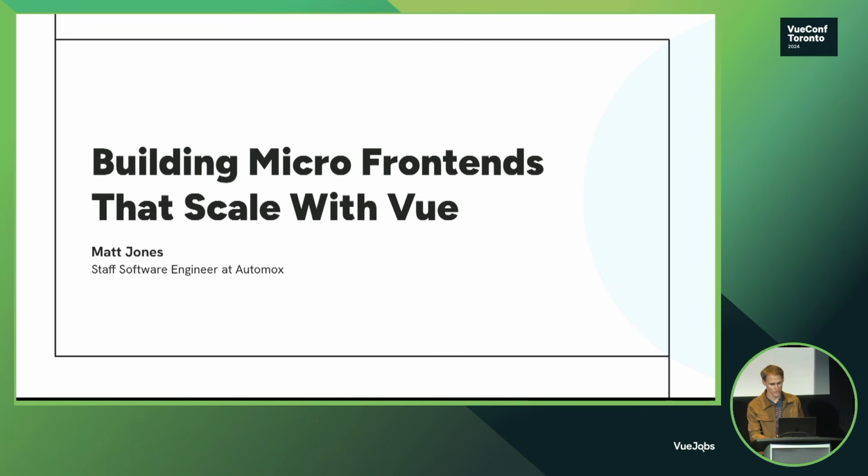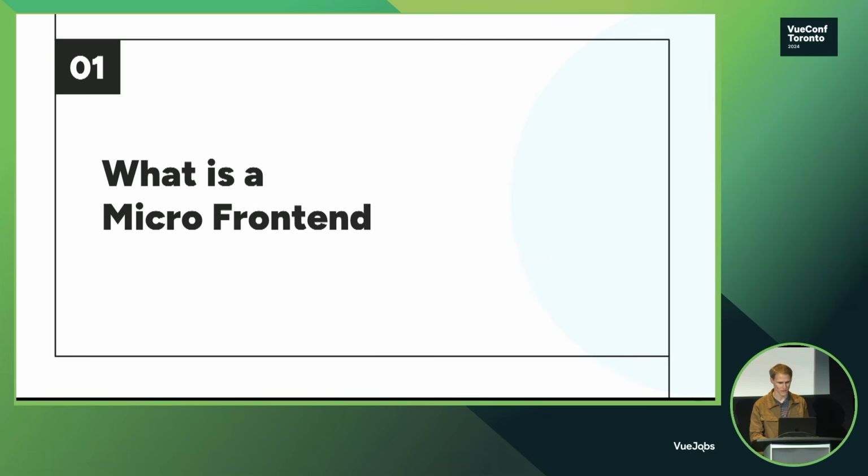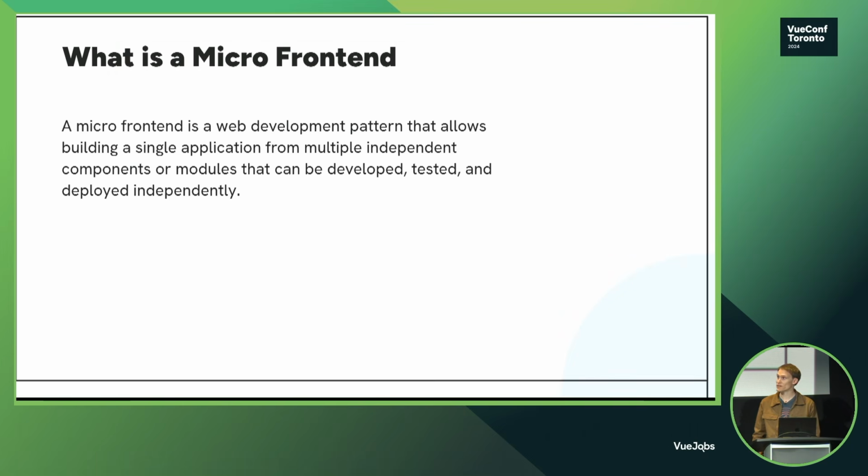I'd like to begin by briefly explaining what a micro-frontend is and address some of the misconceptions that I've heard about what they are and how they work. And we're going to do that by showing some examples. So micro-frontends come in many different shapes and sizes, but ultimately a micro-frontend is just a pattern for building a single application from multiple independent components. They can be developed, tested, and deployed independently. Micro-frontends bring the microservices approach, though they're quite different, to front-end development, and they enable breaking down large applications into smaller, more manageable pieces, each with their own independent and isolated pipelines.